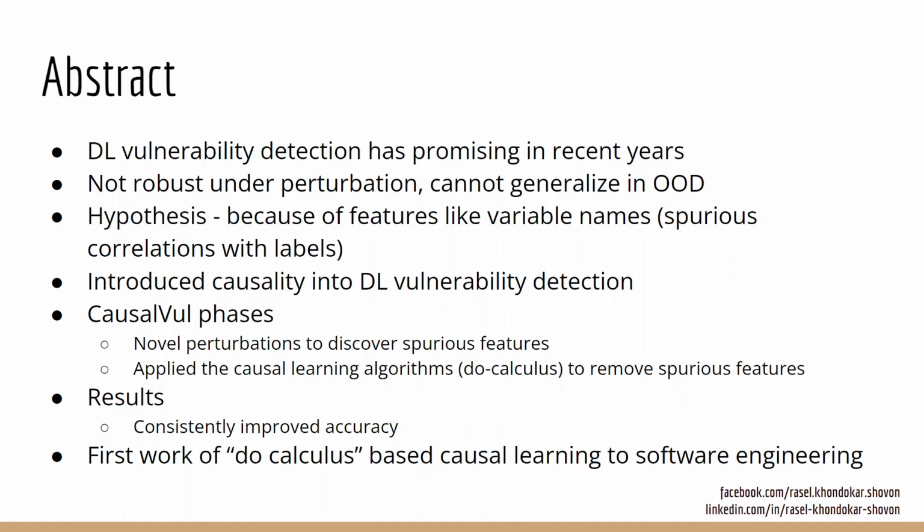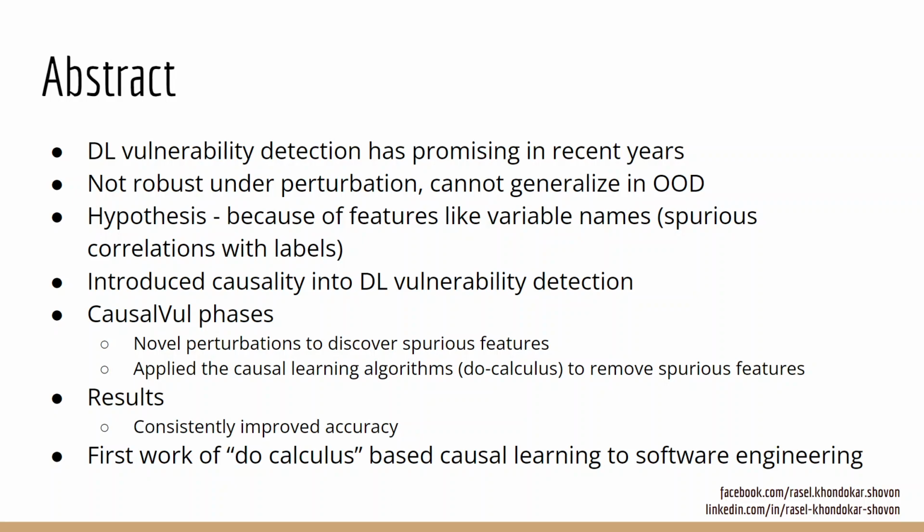In the abstract section, the author mentioned deep learning vulnerability detection has had promising results in recent years, but there is a challenge in this field. Basically, the model was not robust under perturbation. As a result, it cannot generalize in OOD. OOD means out of distribution data. Basically, the model failed on unseen data.